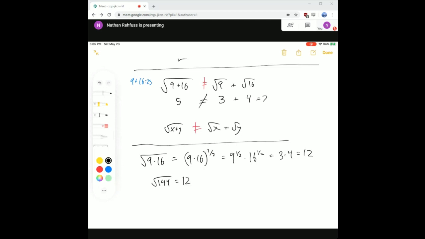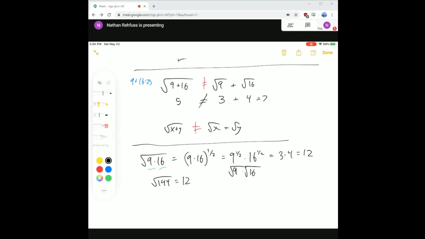That's easier, but the important thing here is there was nothing special about the numbers 9 and 16 that let me turn root 9 times 16 into root 9 times root 16.